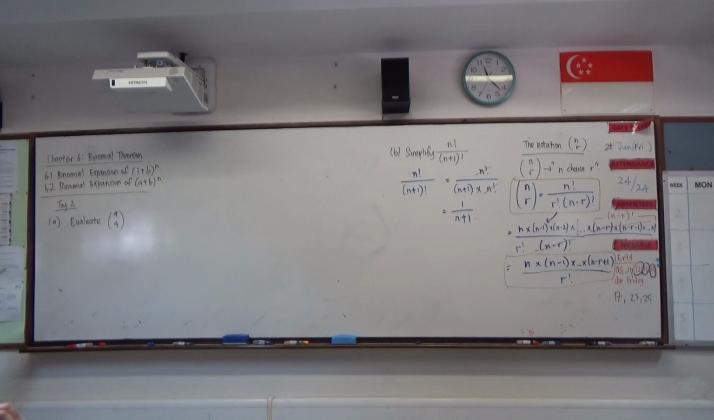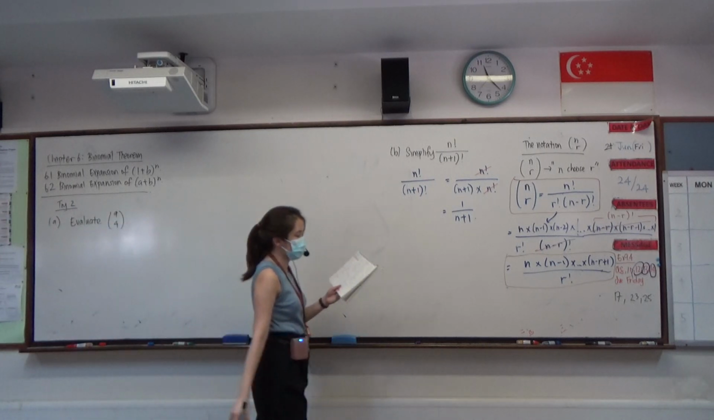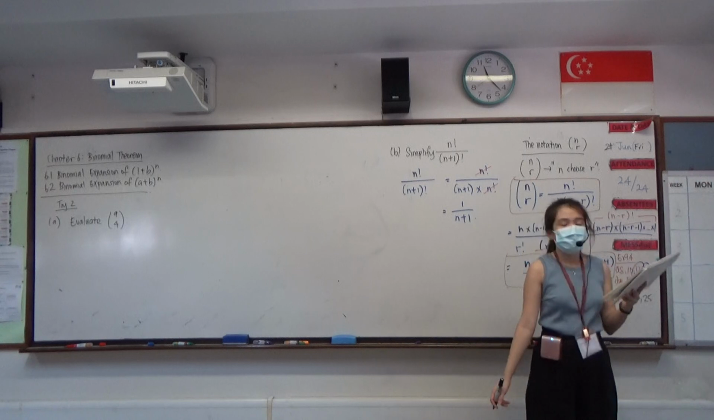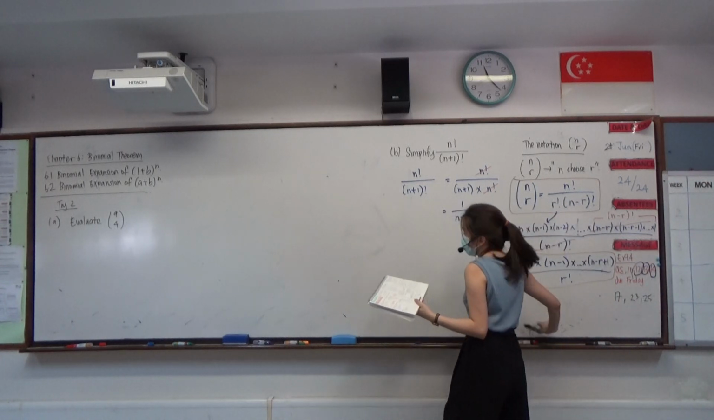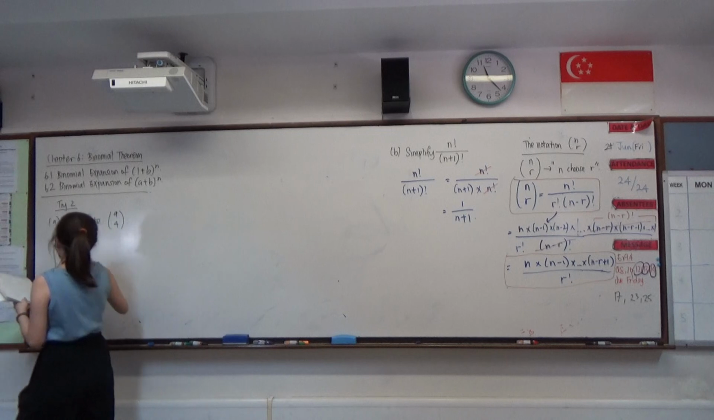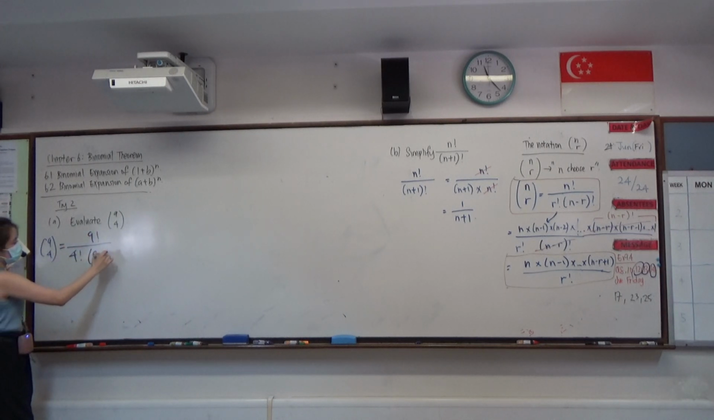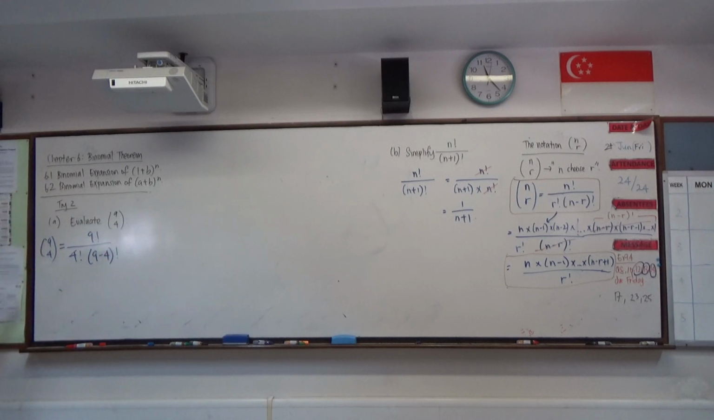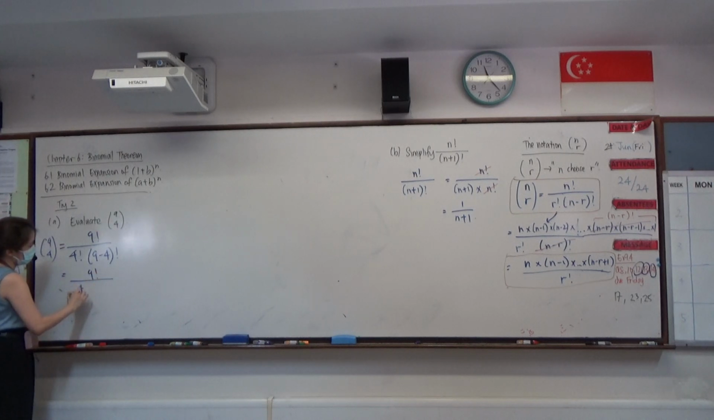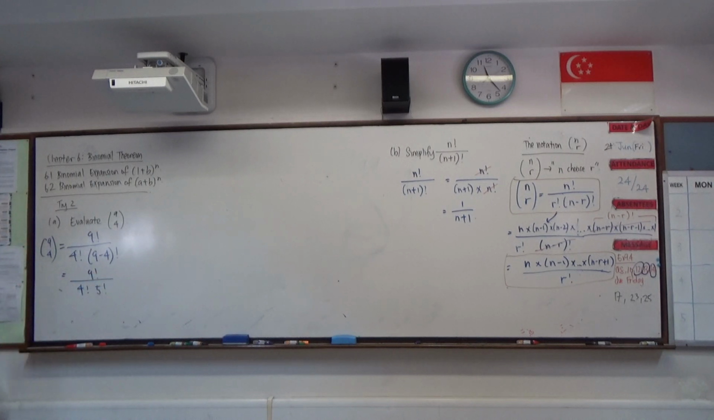Okay, so in part A for try 2, we want to evaluate 9 choose 4. Using the definition, 9 choose 4 will be 9 factorial over 4 factorial times 9 minus 4 factorial, which is actually 9 factorial over 4 factorial times 5 factorial.